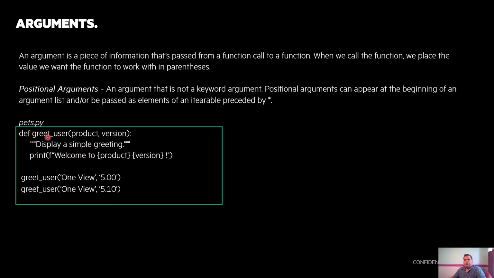We can see that we have defined the same function, the one we used last time. Now we have added two arguments, one is product, another is version. We are using these names as variable names inside the statements. Now we are calling greet user, but while calling we need to pass the arguments, the values. We are giving the product name as OneView and the version is 5.0. In another call we are calling OneView, but we have changed the version. So in this particular program, we don't have to make any changes. As we change the arguments, as we change the value, the function will act accordingly.